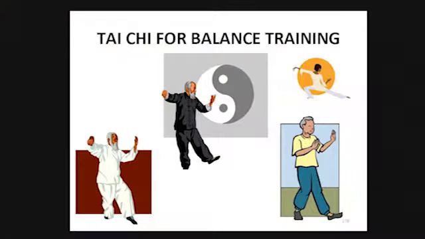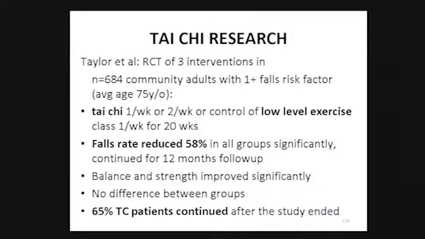Let's take a look at Tai Chi for balance training. I'd recommend you can easily look at some Tai Chi movements by Googling it online. You can take a Tai Chi class. But they've shown, in a randomized clinical trial of 684 people in the community who had some falls risk factors, they said, well, let's give them Tai Chi exercises once or twice a week, or a control, just basic low level calisthenic kind of exercise.